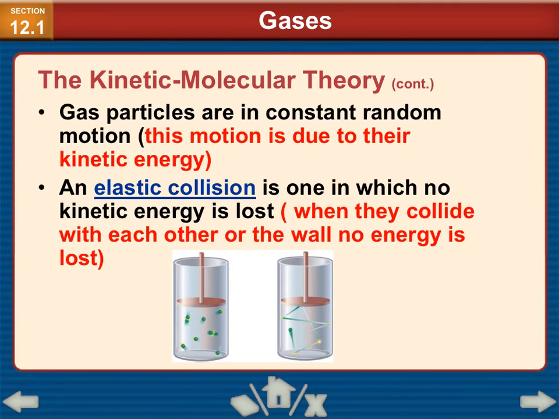More ideas on the KMT theory include that gas particles are in constant random motion. This is due to their kinetic energy, and as we know, as you increase the temperature, the kinetic energy also increases. Another assumption under KMT theory is that all of the collisions are elastic, which means that when they collide with one another or the sides of the container, no energy is lost. So again, that is an assumption that's not necessarily true, but it does work in KMT theory.